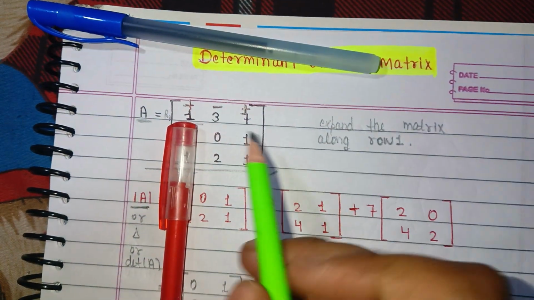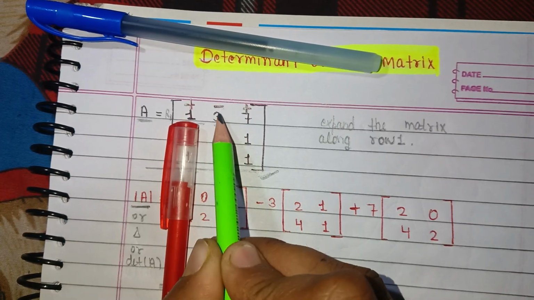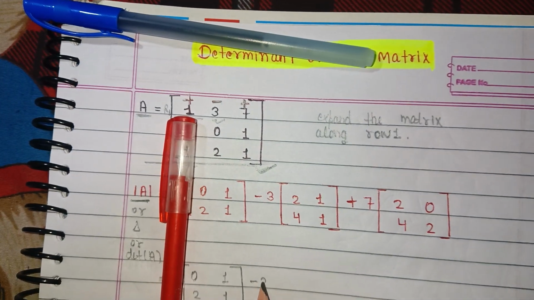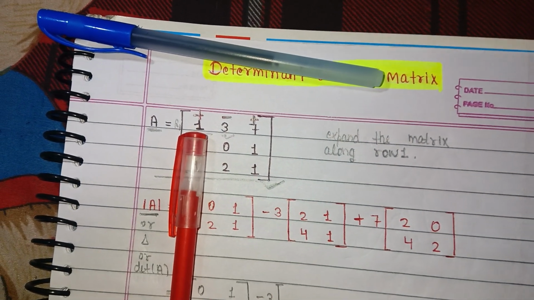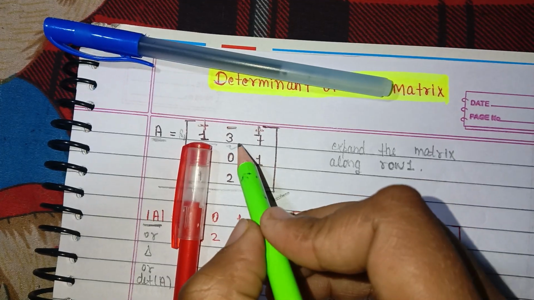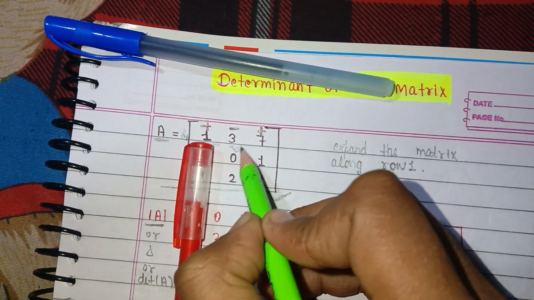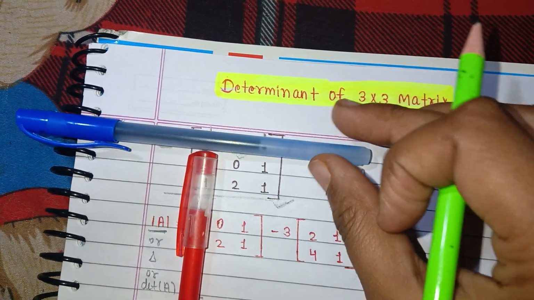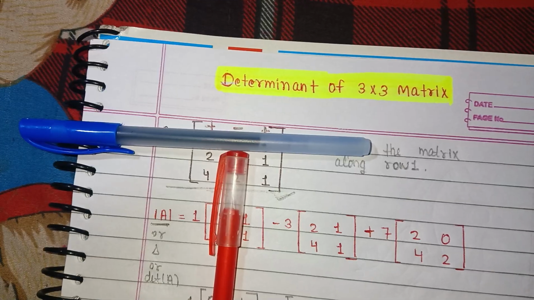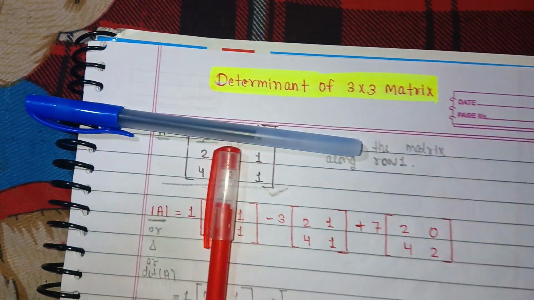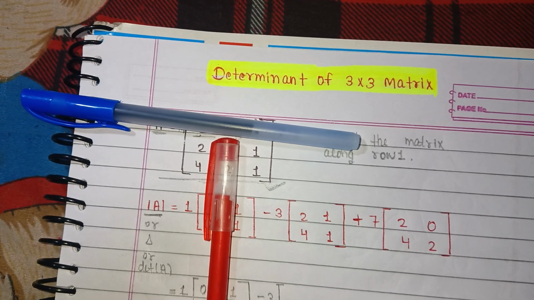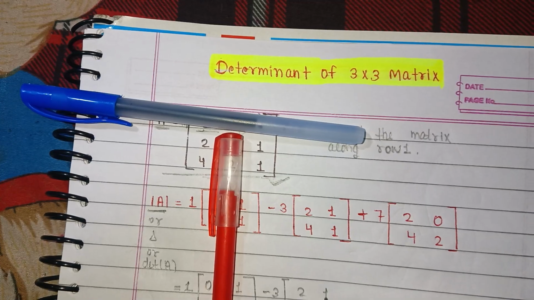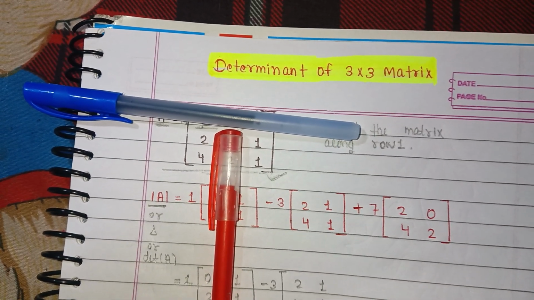Now come to the second element of row 1. Here the sign is minus, and with 3, hide the row and column in which the element 3 lies. It lies in row 1, so hide row 1. It lies in column 2, so hide column 2 and write the remaining elements as they are. Now the remaining elements are 2 1 4 1.